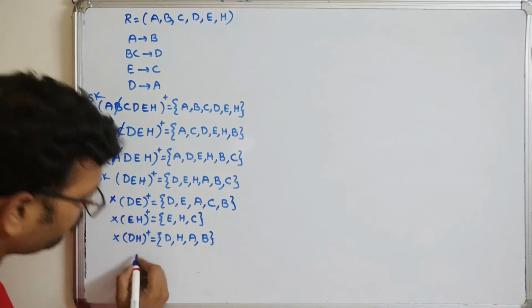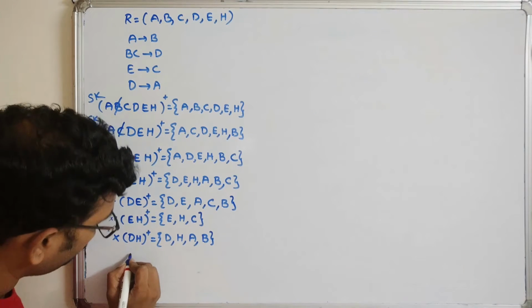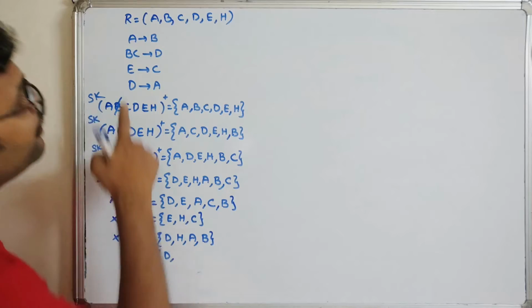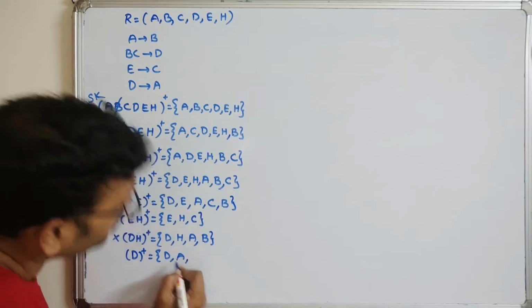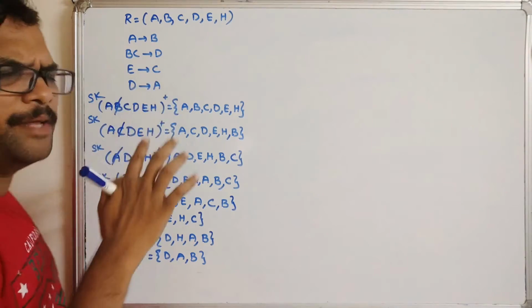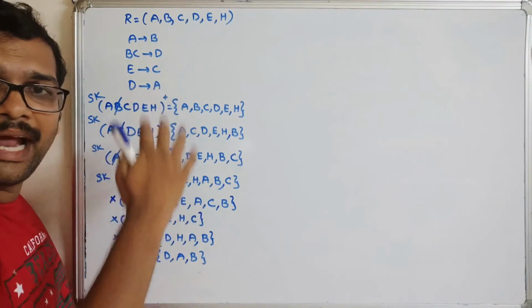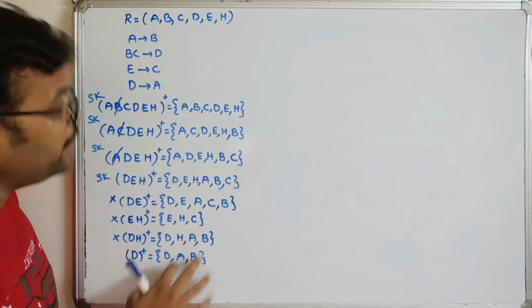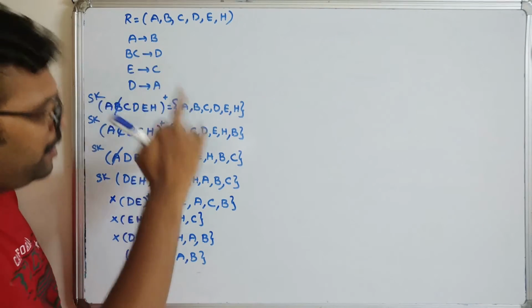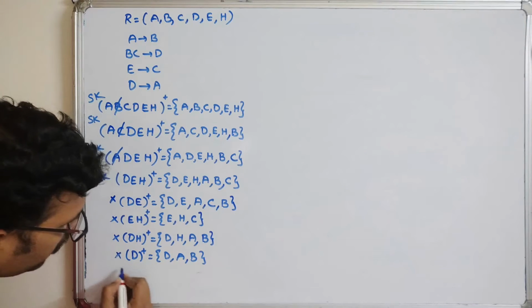Now individually, you have to find the single closures. D closure. We can determine D, and with D we can determine A. With A we can determine B. That's it. There is no other attribute we can determine using D, A, B. If you want to determine C, we need to get E, right? There is no chance. So this is also not a super key.